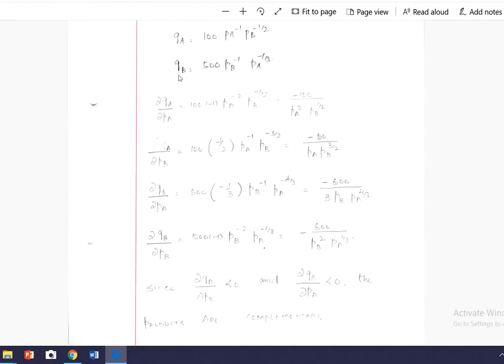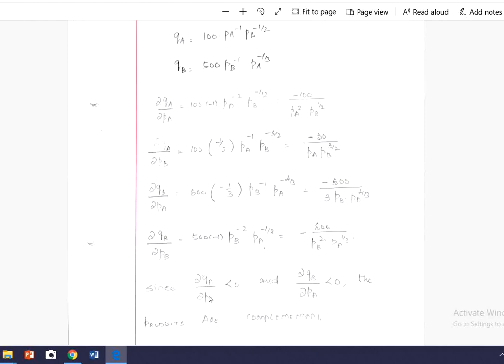And do the differentiation of this function in terms of PB. Dou QB divided by dou PB is equal to 500, write the same, and this is the PB function, power minus 1, therefore n into a power n minus 1. Here n is minus 1, PB power minus 1 minus 1, which is minus 2, and write this term as it is: minus 500 divided by PB square into PA power 1 by 3.